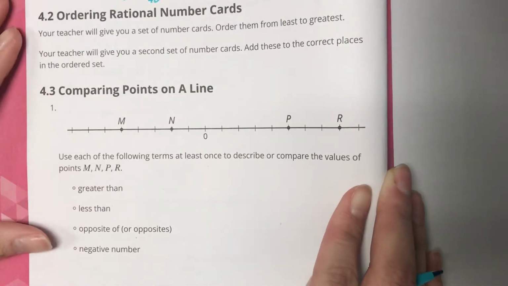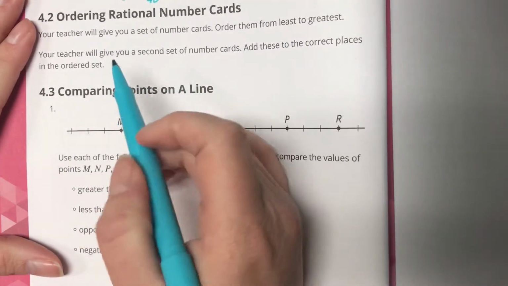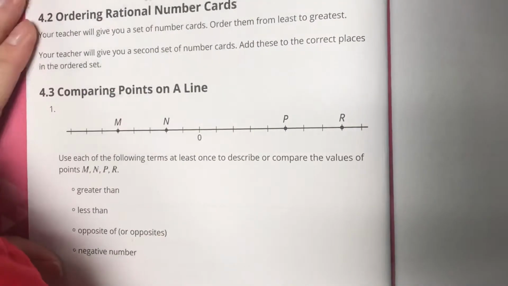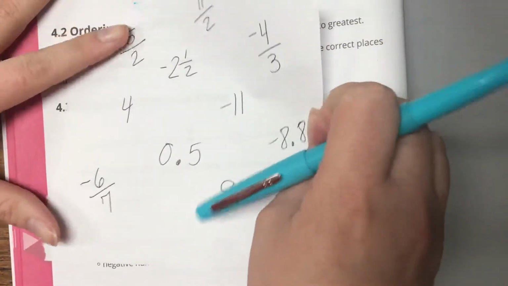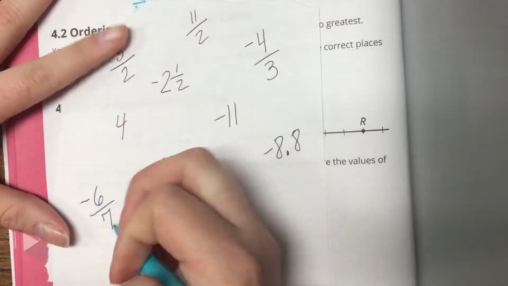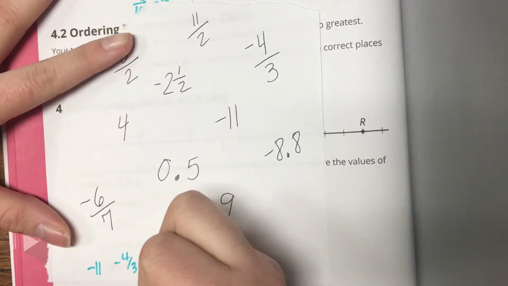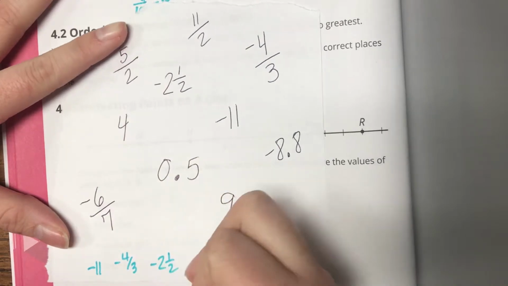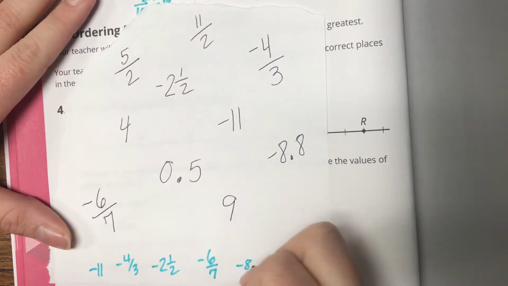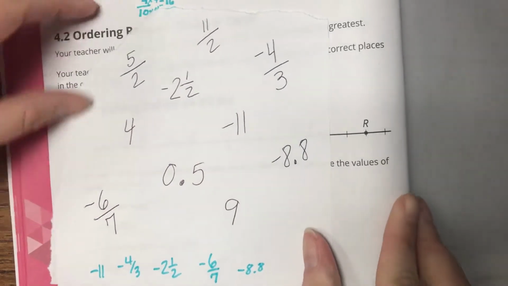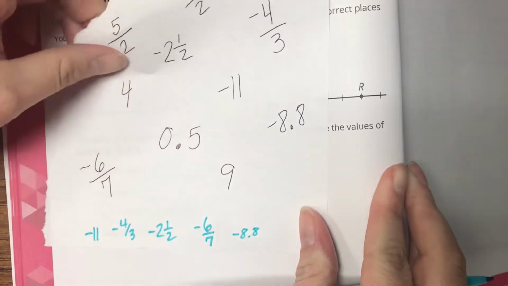All right, now that you've had time to pause the video and order these from least to greatest, I always start with separating my numbers by the ones that I know are positive and the ones that I know are negative. So when looking at them, we've got a negative 11, a negative 4/3, a negative 2.5, a negative 6/7, and a negative 8.8. We know all negatives are automatically going to be smaller than the positives. So we're going to start with ordering the negatives from least to greatest.